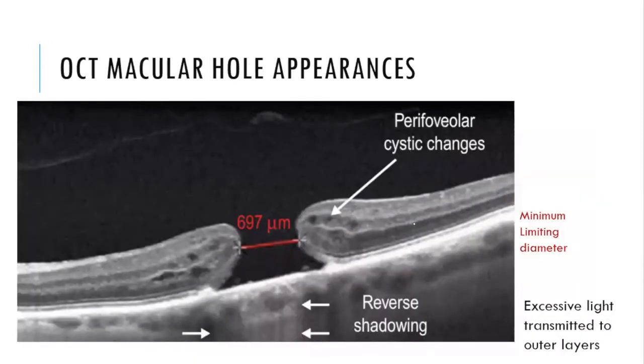So other macular hole appearances, again, we have these perifoveolar cystic changes. We actually measured out the macular hole at 697 microns, which puts it into the territory of being a large macular hole, again with a minimum limiting diameter. Also at the bottom, it's got this phenomenon of reverse shadowing. So essentially, there aren't as many retinal layers blocking. You've got your RPE, but after that, there's a hyper-reflective area just underneath the hole.